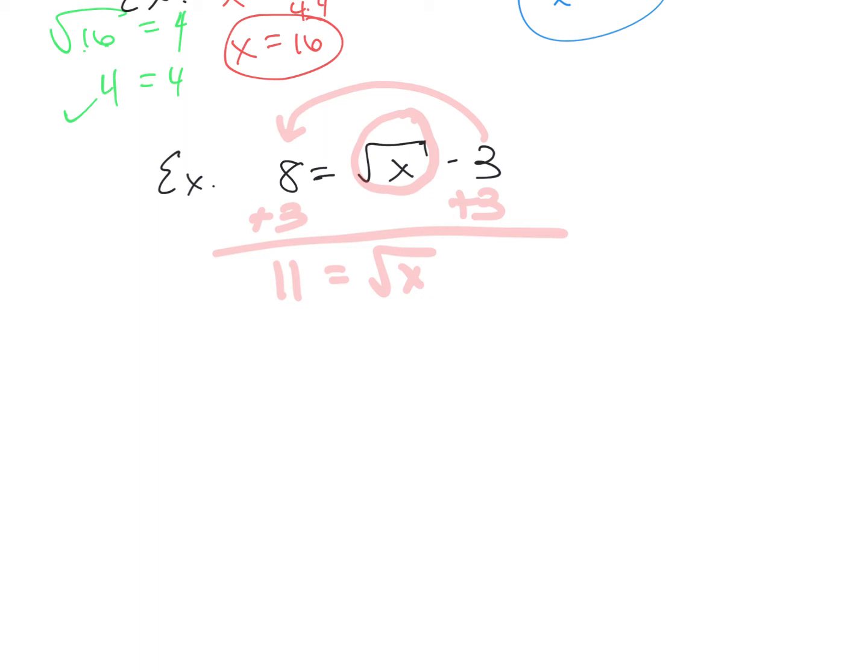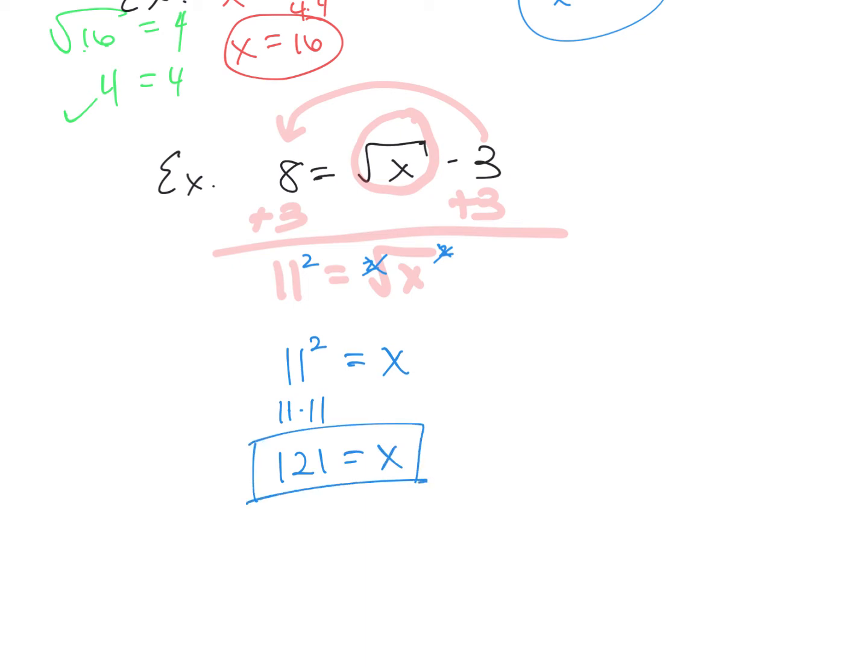Now I need to take the square root. So I have to take this to, there's a 2 here. So I'm going to take it to the power. I'm going to take the 11 to the power of 2. So this cancels out. And so I have 11 to the power of 2 equals x. And 11 to the power of 2 is 11 times 11. So we get 121 equals x.